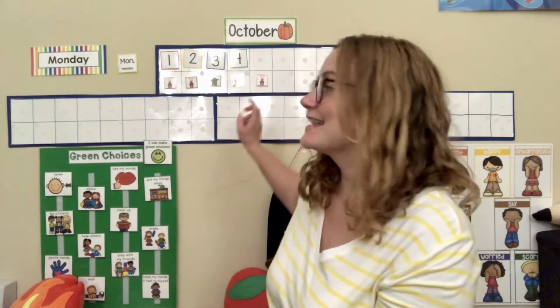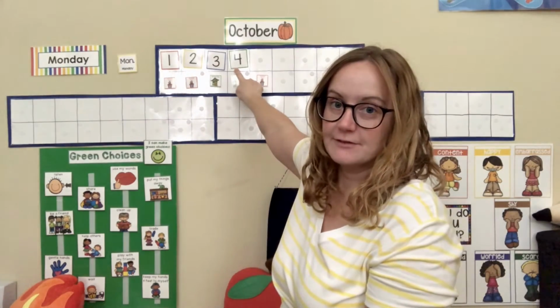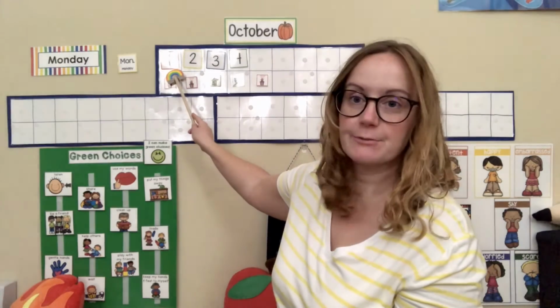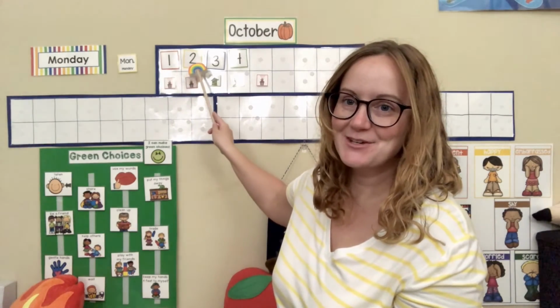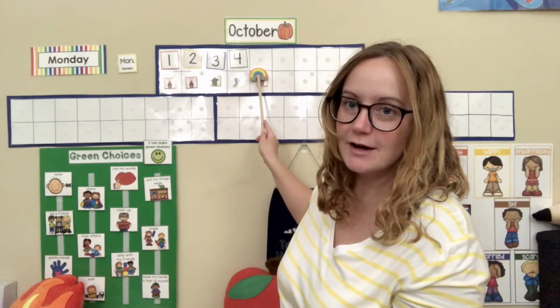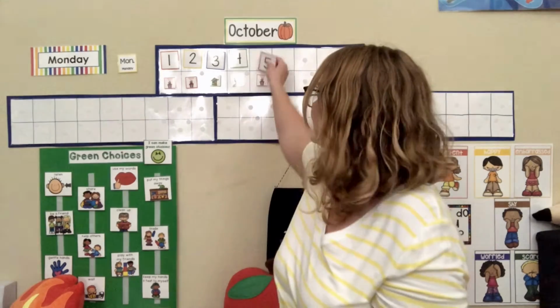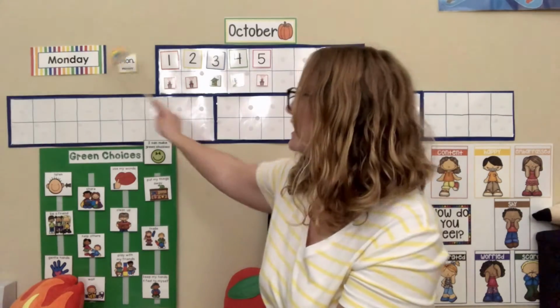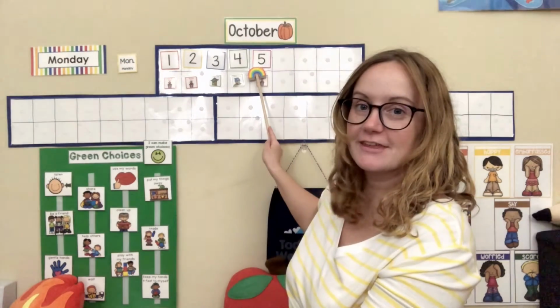Okay, friends, so yesterday was Sunday the 4th. This is the number 4. What day would today be? You ready to do a little counting? We're gonna start over here with our number 1. 1, 2, 3, 4. What number comes next? The number 5. Today is the 5th day of October. So today is Monday, October 5th.